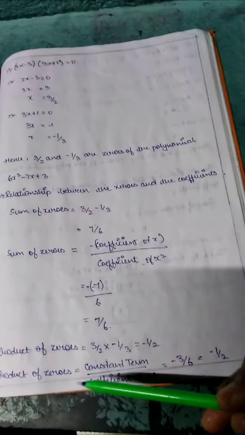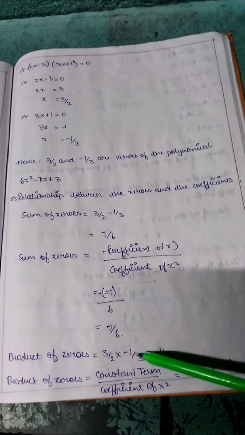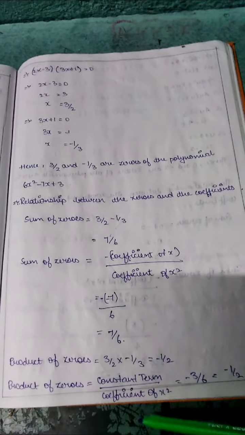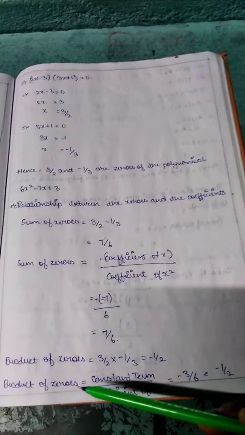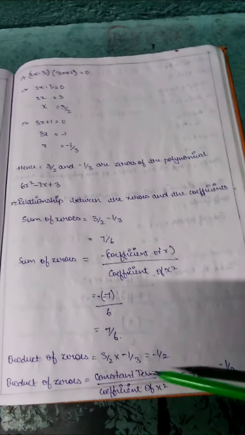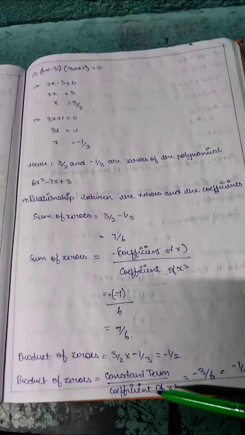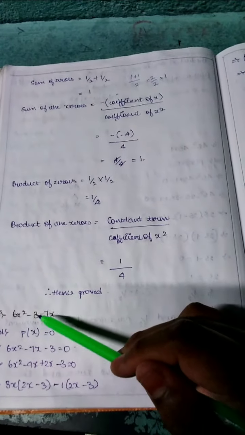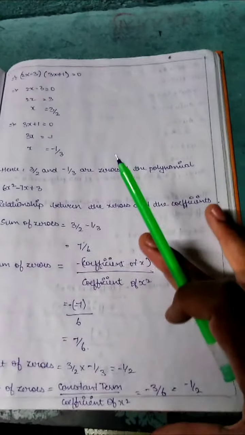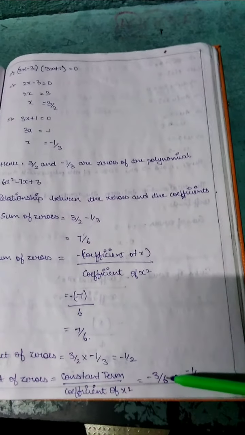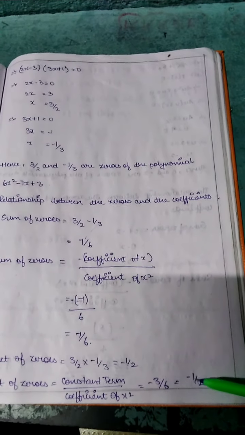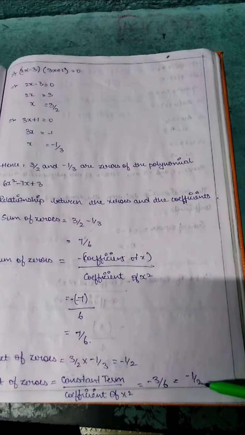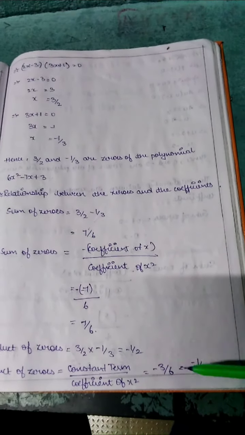When we see the product of zeros, 3 by 2 into minus 1 by 3 is equals to minus 1 by 2. Product of zeros by formula is constant term by coefficient of x square. Constant term is minus 3, as we see in the problem, and coefficient of x square is 6, so minus 3 by 6 is equals to minus 1 by 2. 3 ones are 3, 3 twos are 6, so minus 1 by 2 is the answer. Hence it is proved for the product of zeros.